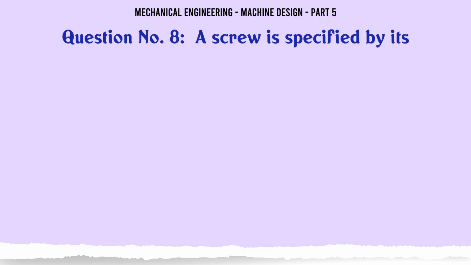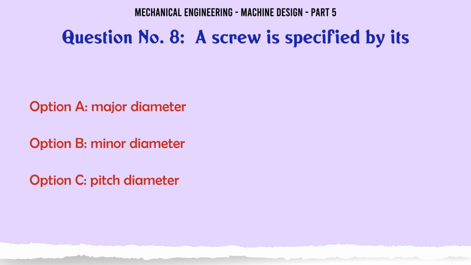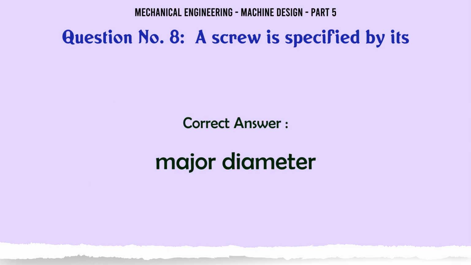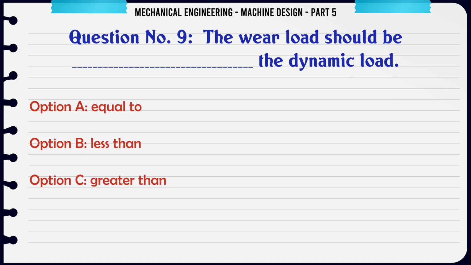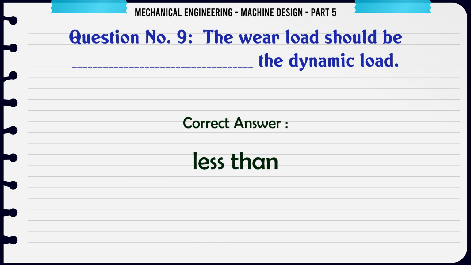A screw is specified by its A. major diameter, B. minor diameter, C. pitch diameter, D. pitch. The correct answer is major diameter. The wear load should be the dynamic load. A. equal to, B. less than, C. greater than, D. The correct answer is less than.